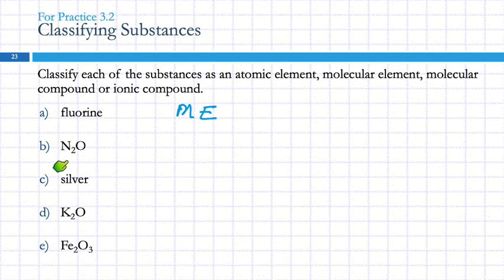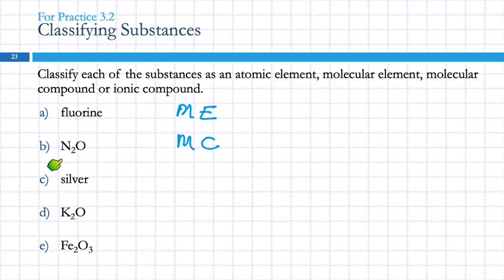Okay, this guy, element or compound? Compound. Each atom has a symbol that starts with a capital letter. So here we see we have 2 capital letters. We automatically know there's 2 elements. So it can't be an element, it has to be a compound. Is it molecular or ionic? It is molecular. How do we tell that?